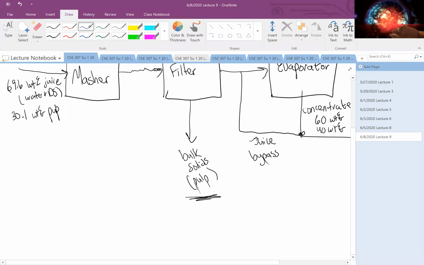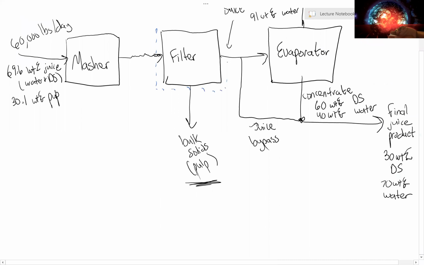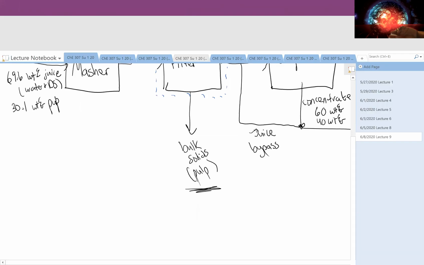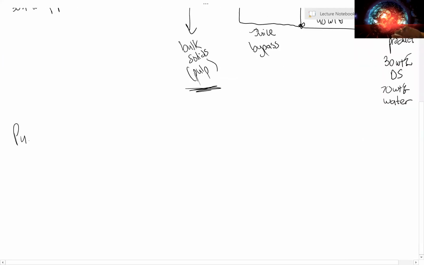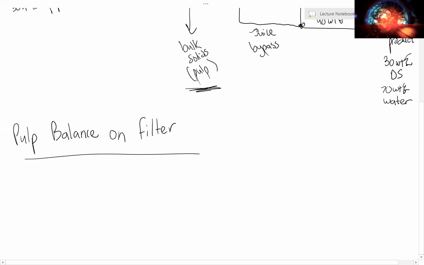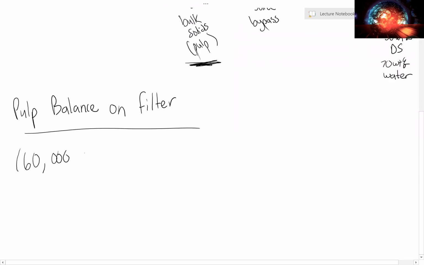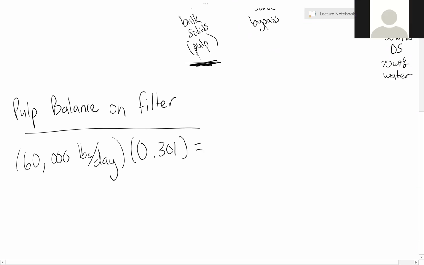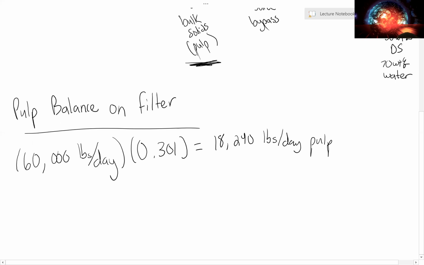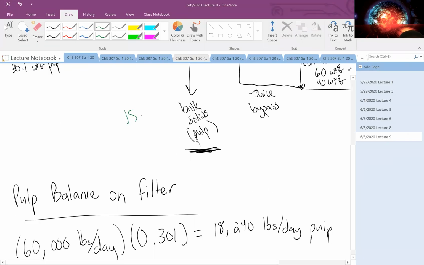So we can do a balance over this filter. If I do a balance on the filter, then I should have leaving in this stream 60,000 pounds per day times 0.304, which should be about 18,240 pounds per day. Cool. And I can put that in my process as a calculated value. So I'll make it green.